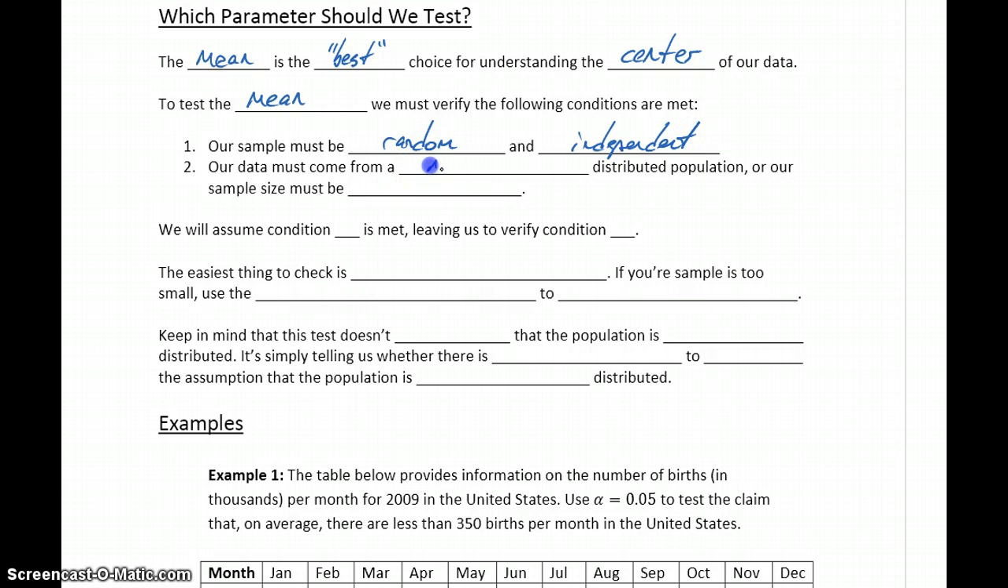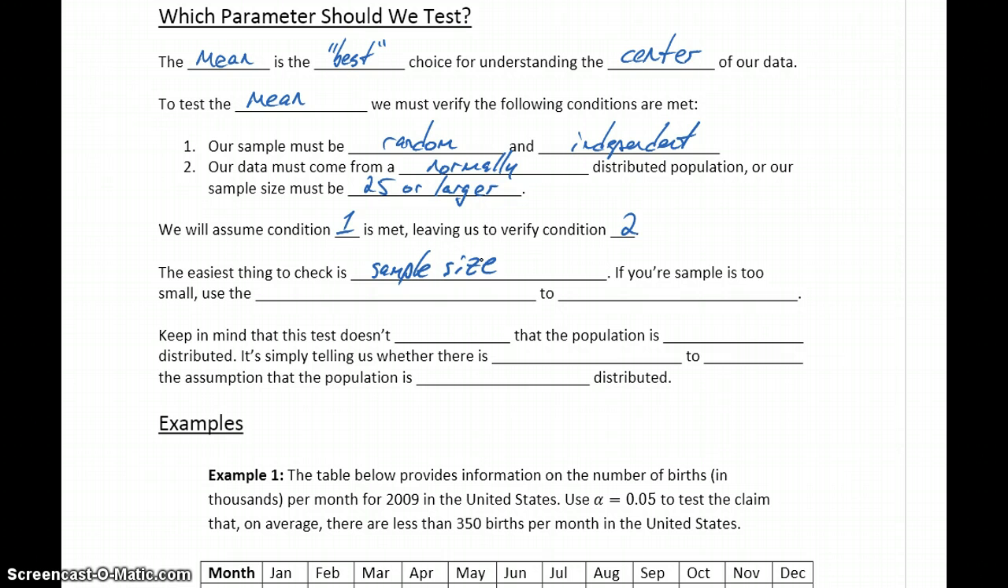Our data must come from a normally distributed population, or the sample size must be 25 or larger. So we'll assume that condition 1 is met, leaving us to verify condition 2. So again, the easiest thing here to check is that sample size.